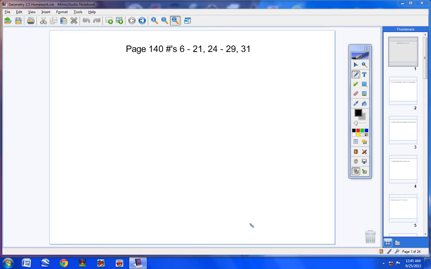Okay, there we go. Page 140, numbers 6 through 21, numbers 24 through 29, and number 31. Go ahead and get your book open to that page, please, as I'm doing also right now. Turn to page 140. Have your notes out if you need your notes. Have your pens and pencils out, calculators if you need them. And let's go ahead and take a look at this homework assignment.